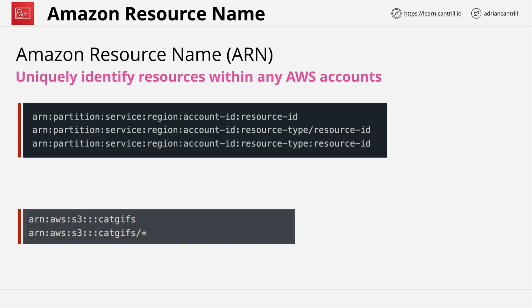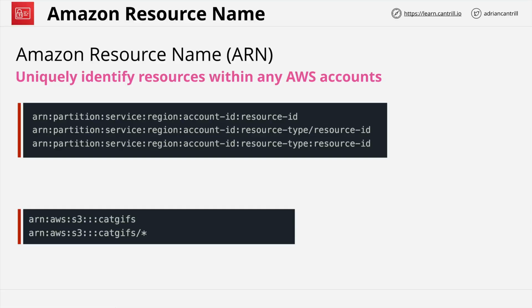These are two similar, yet very different ARNs. They both look to identify something related to the cat gifts bucket. They specify the S3 service. They don't need to specify a region or an account because the naming of S3 is globally unique. If I use a bucket name, then nobody else can use that bucket name in any account worldwide.